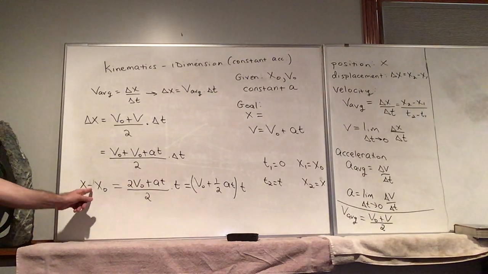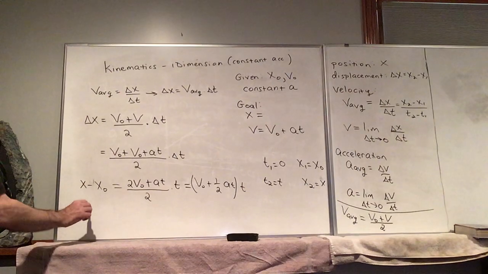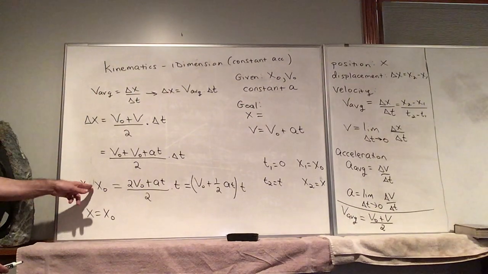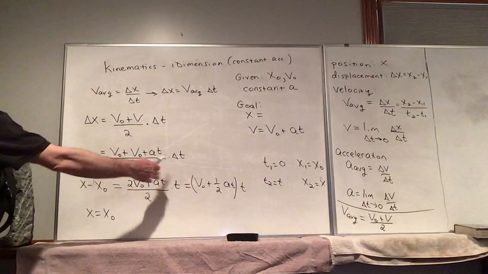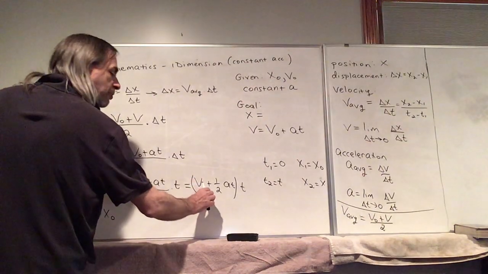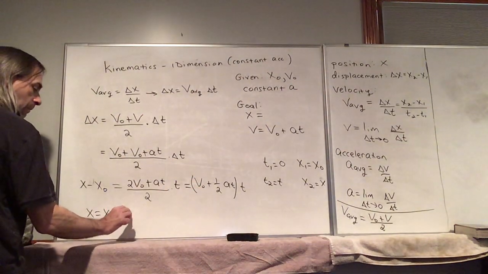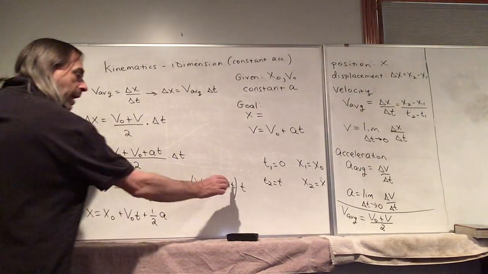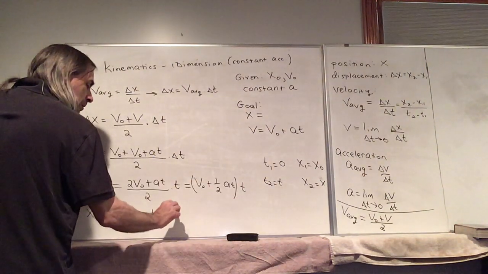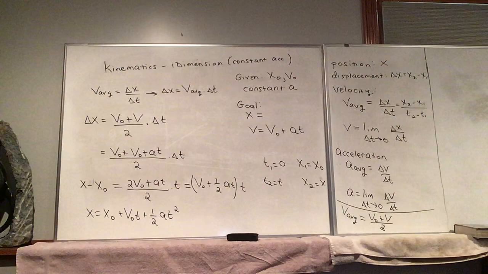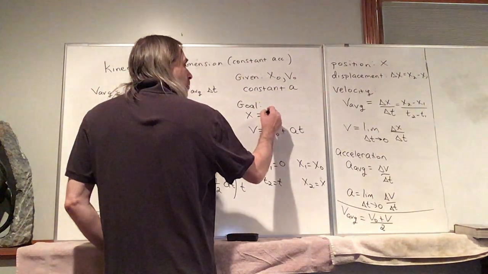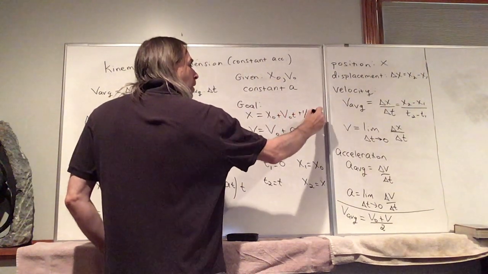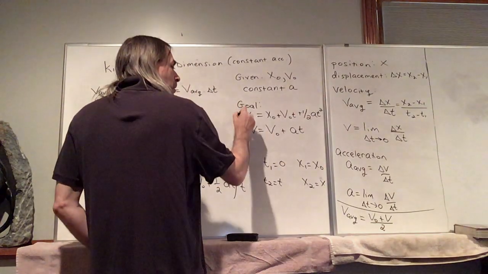And now for the final step, what I'm going to do is add x naught to both sides. So again, if we add x naught, that cancels it here. Now it's on the other side. We add x naught to the right side, so it's there. And let's distribute that. We have v naught t, and then plus 1/2 a, and then at times t, that'd be 1/2 at squared. So we have x equals x naught plus v naught t plus 1/2 at squared.